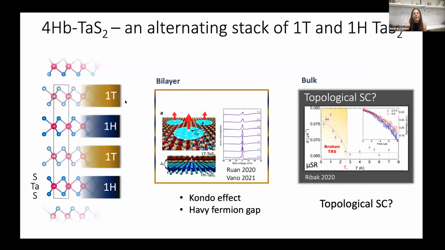So in the bilayer limit, a heterostructure of the 1T tantalum disulfide and the 1H has been investigated, and it was shown that a Kondo effect was observed, where the magnetic moments that are associated with the Star of David are screened by the metallic conduction electrons of the 1H layer below, and it also shows a heavy fermion gap.